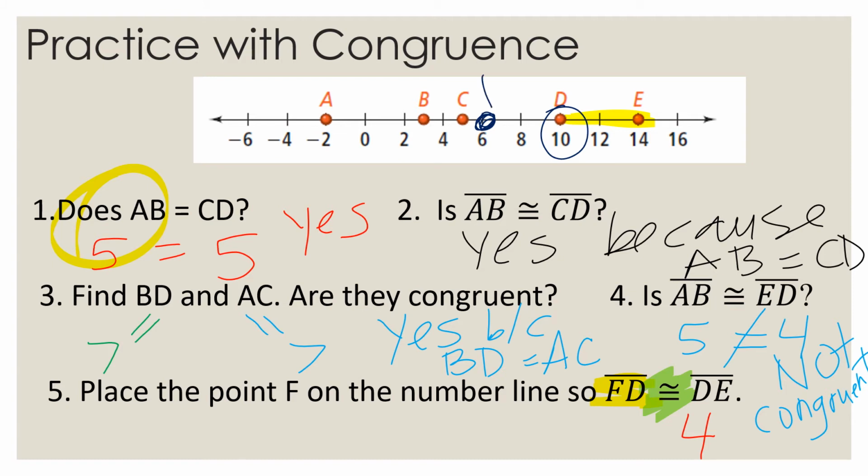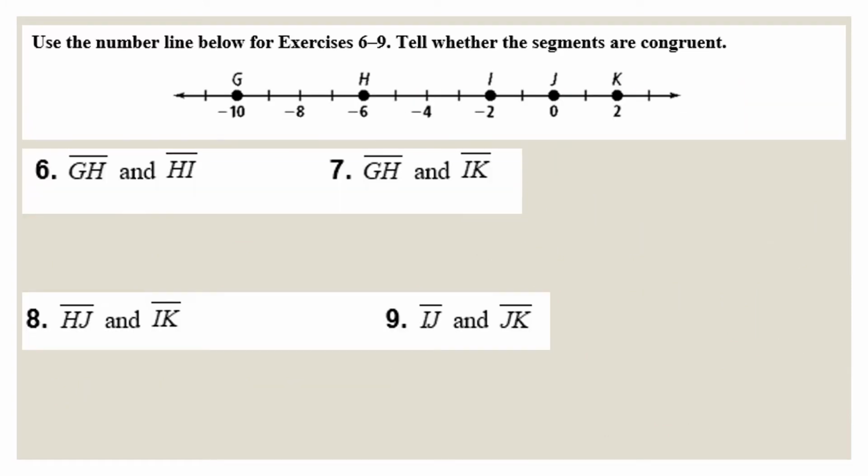Need to put F at 6. So that would make them congruent because the measure of FD and the measure of DE are both 4. It has to be 4 units long. Okay, next one. Use the number line below for exercises 6 through 9 and tell whether the segments are congruent.